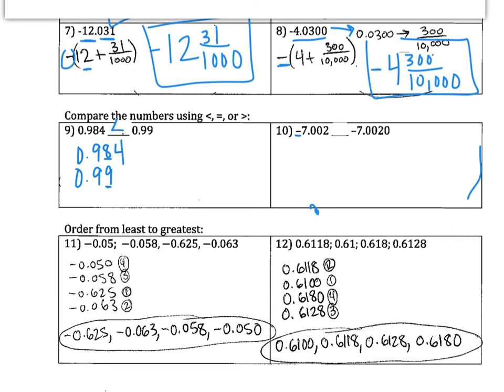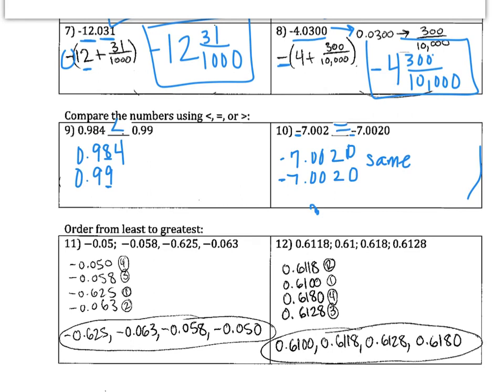And now again, with negative numbers, it's tricky. It's the opposite of what it would be comparing the numbers previously. So we line them up, 7.002 and 7.0020. We could put a 0 here as well. It doesn't change the value at all. So these quantities are actually the same. Doesn't matter that they are negative. So those are equal.